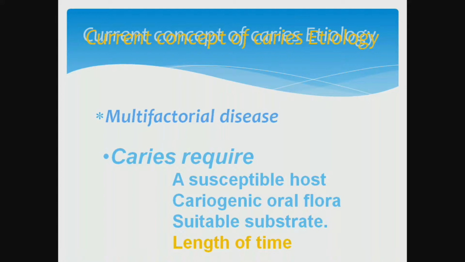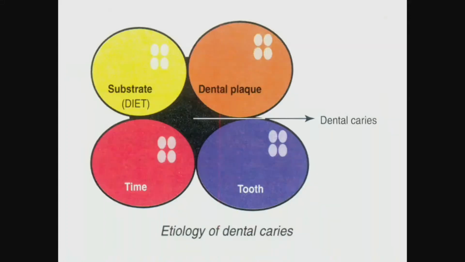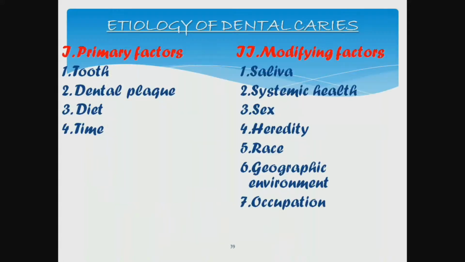So how much time this plaque stays, a susceptible host, the cariogenic oral flora, how much time the food is sticking onto your teeth, all these factors make a person carious. As you know, once the tooth pain starts, it's very difficult. So it's your diet, how much plaque, how much time, and which surface, which part of the tooth. All these combinations make up the etiology of dental caries.